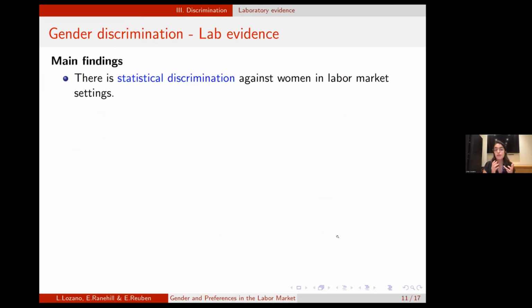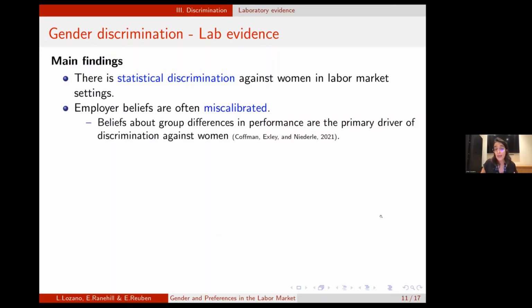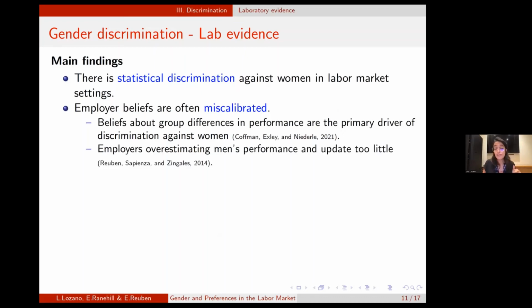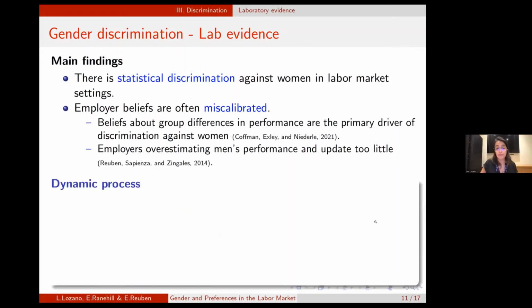So the main finding on gender discrimination is that, first, there exists statistical discrimination against women in the labor market. This is mainly due to employers holding biased beliefs or miscalibration in beliefs. Recent work, for instance, has shown that beliefs about group differences in performance are one of the primary drivers of discrimination against women. And also, employers tend to overestimate men's performance and update too little, even if they are informed that there are no gender differences in performance.